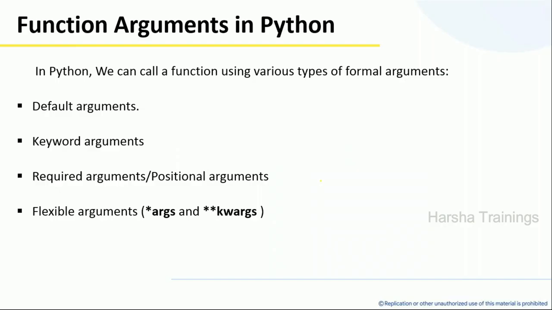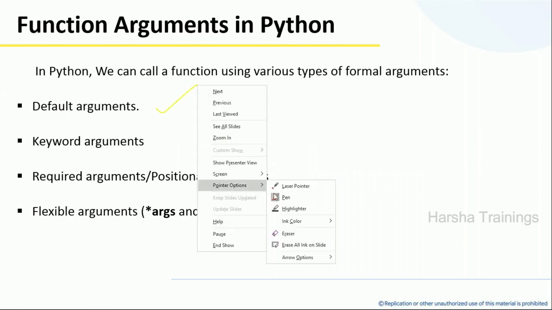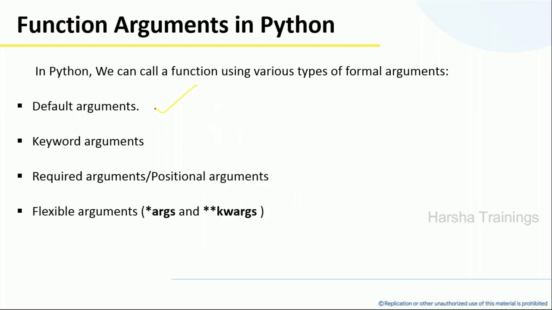Now Python supports 4 different function arguments. First one is default arguments. Python supports 4 different kinds of formal arguments. They are formal arguments, not actual arguments.